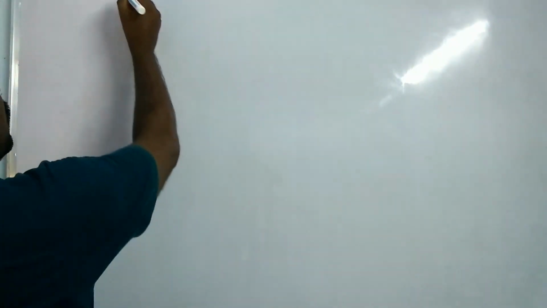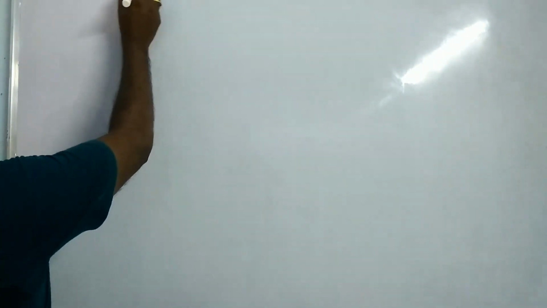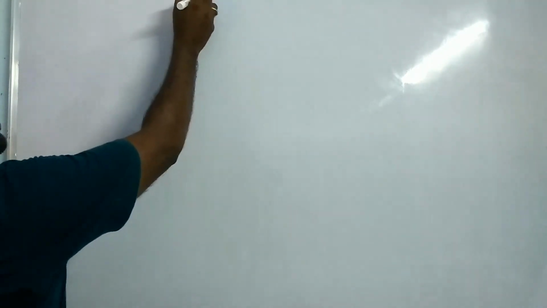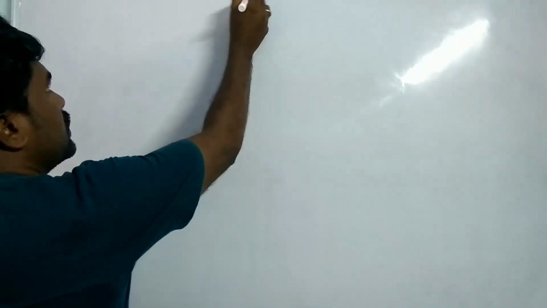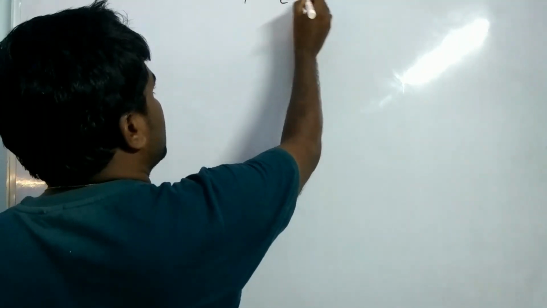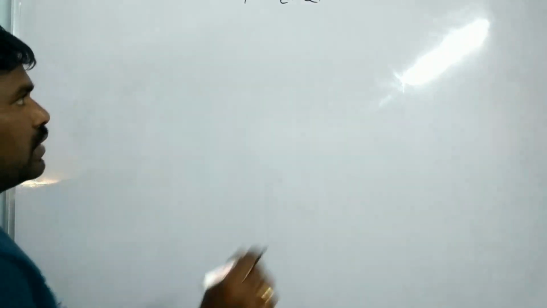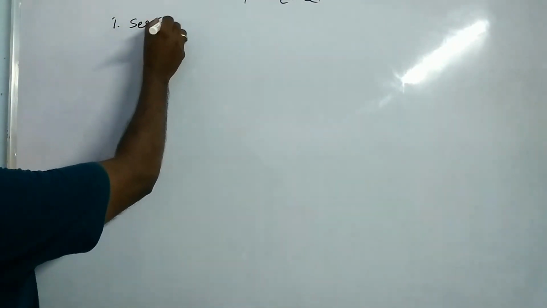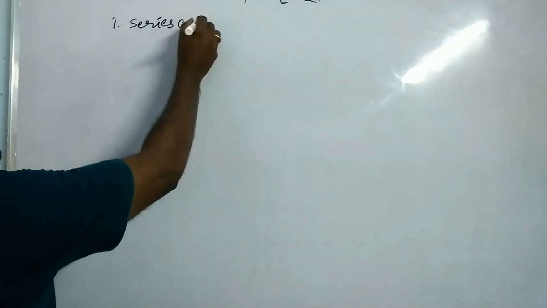Let us start our topic. Equivalent capacitance. So how can we find the equivalent capacitance? There are two combinations. The first combination is the series combination. Already we discussed series combination very well.